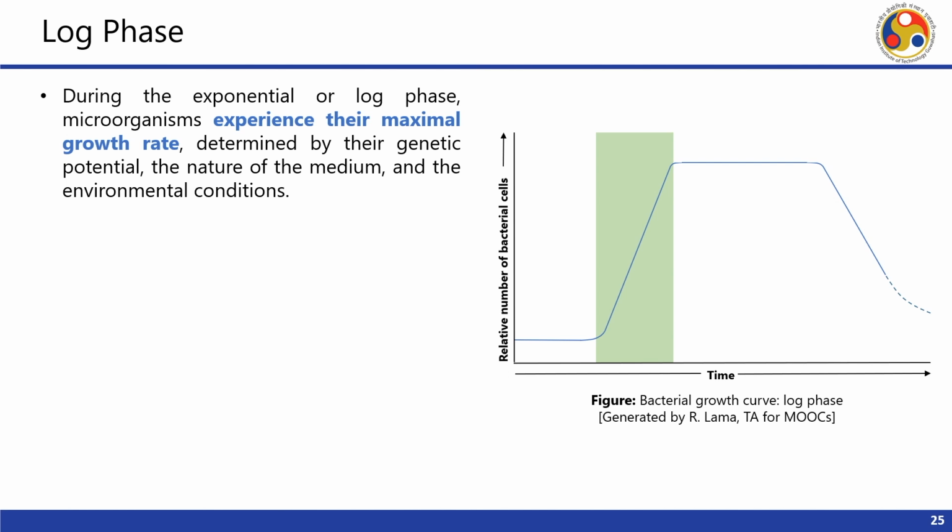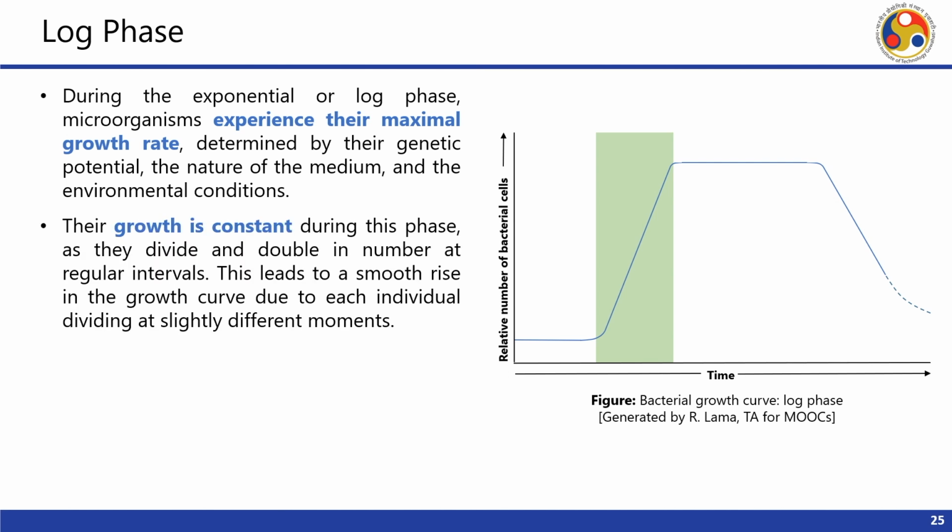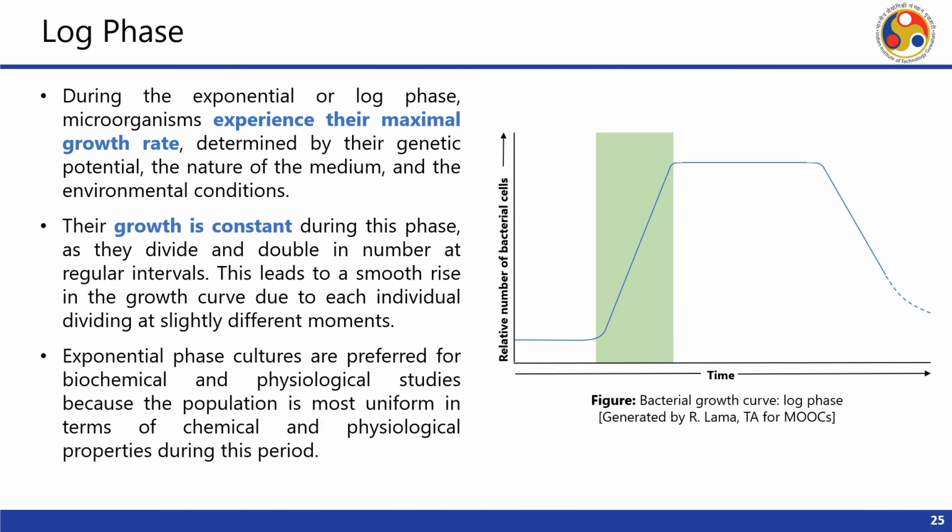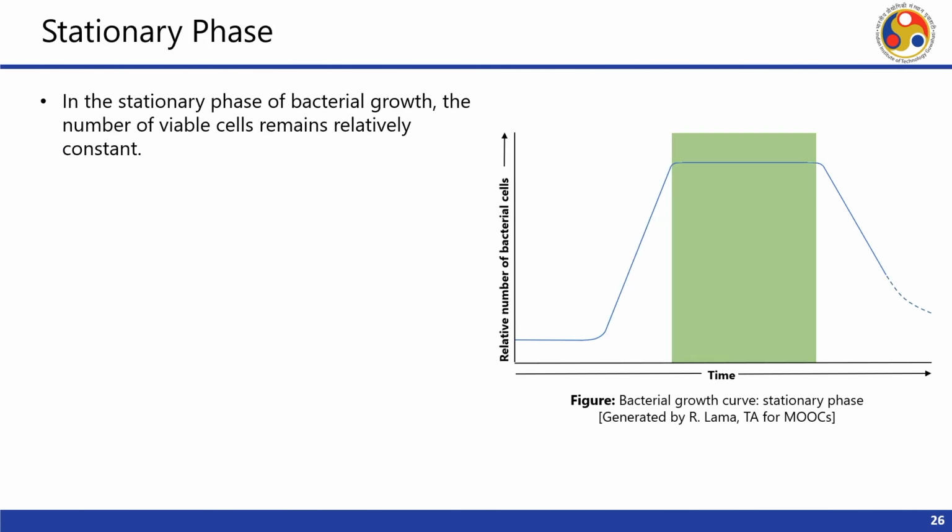microorganisms experience their maximal growth rate determined by their genetic potential, the nature of the medium and the environmental conditions. The growth is constant during this phase as they divide and double in number at regular intervals. This leads to a smooth rise in the growth curve due to each individual dividing at slightly different moments. These exponential phase cultures are preferred for biochemical and physiological studies because the population is most uniform in terms of chemical and physiological properties during this period.